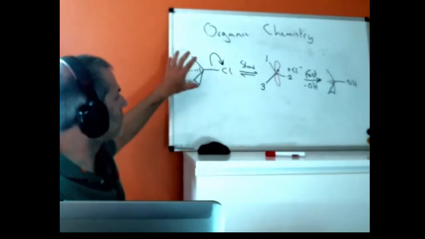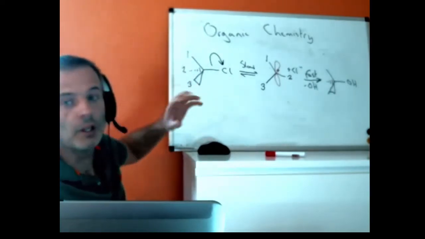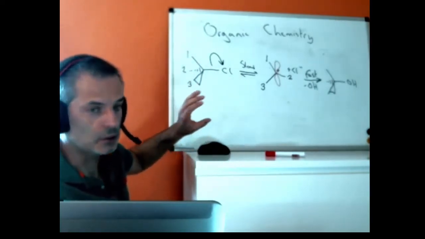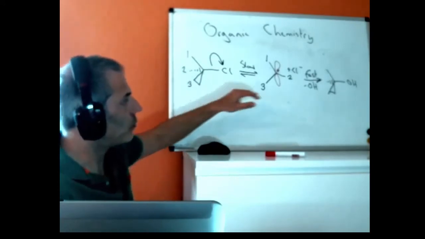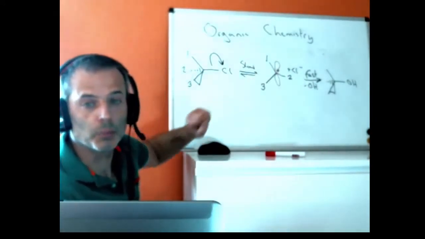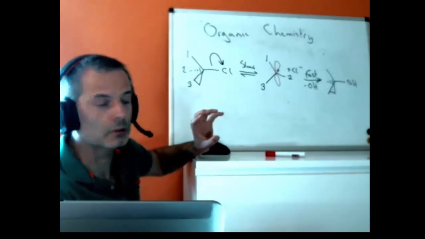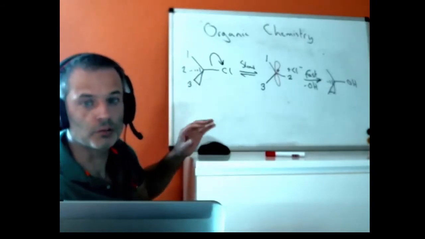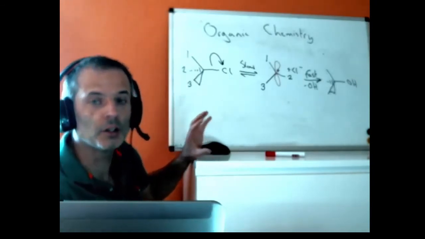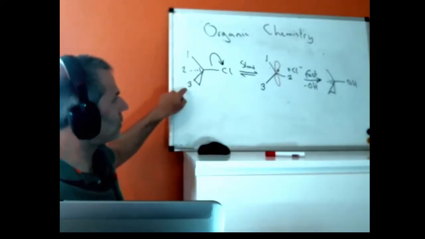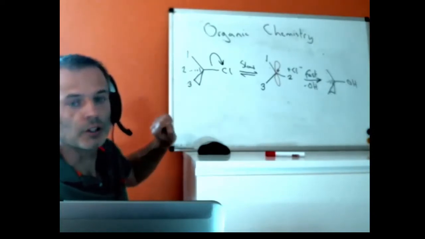So if we start with this molecule as a pure single optical isomer, we will get this molecule, but we will get both optical isomers out of this reaction. Whereas if we do the SN2 reaction, we will get the opposite optical isomer of the one that we started with.